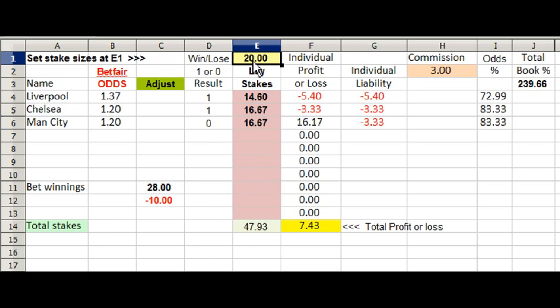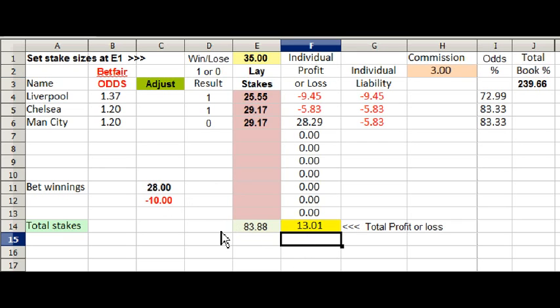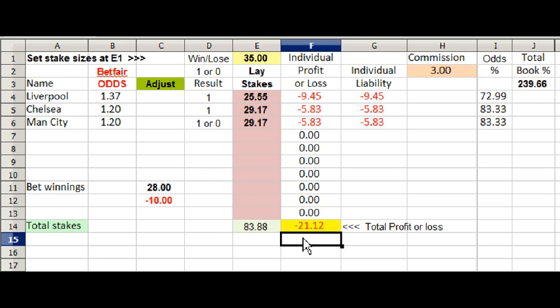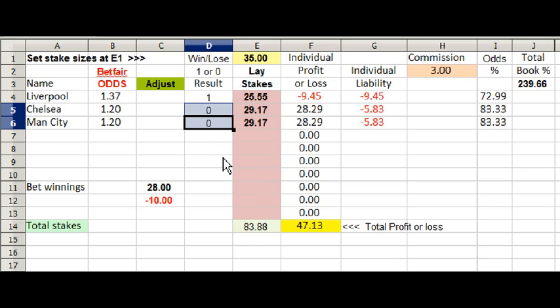So we need to increase that before we start trading, just to balance things up, so that we have good profit on one loser and also a decent profit if we hit no losers at all. So that is the reason why I set my spreadsheet at 35 at E1 there. So we'll now look at what actually happened on the day.